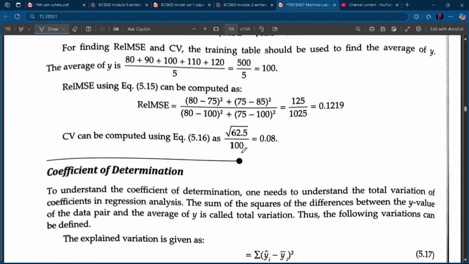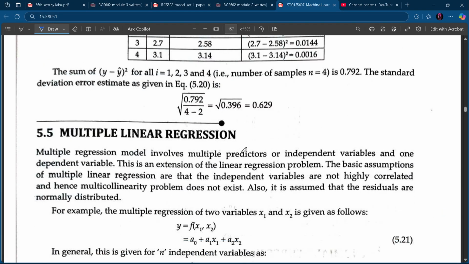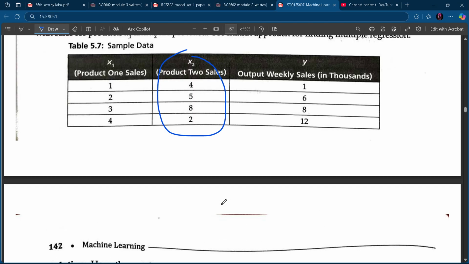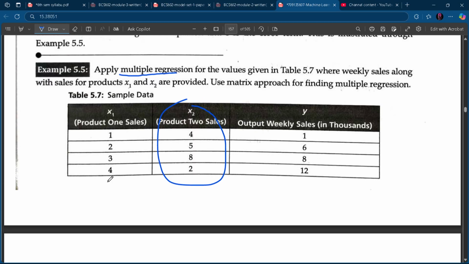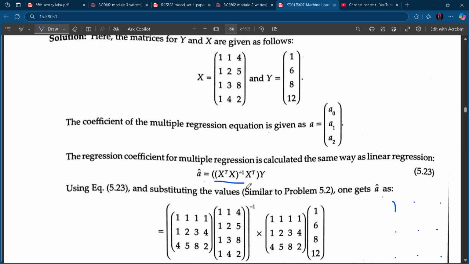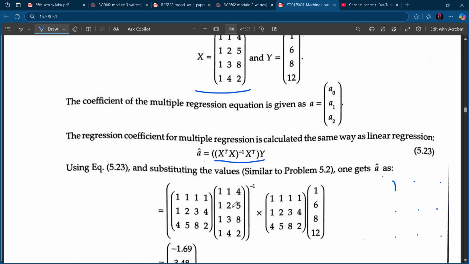So now, where is it? See here. What you are doing: the column of 1s stays the same, then all the x1 values you write as 1 2 3 4, then 4 5 8 2 also, then y the same. So again we have to do the same calculation. This is our x matrix. Now take the transpose and multiply x transpose into x. If you calculate this you will get a matrix.